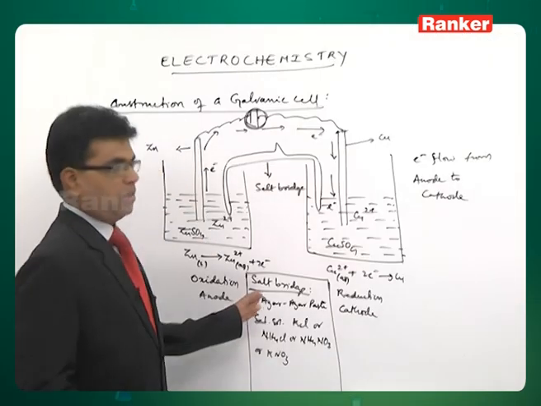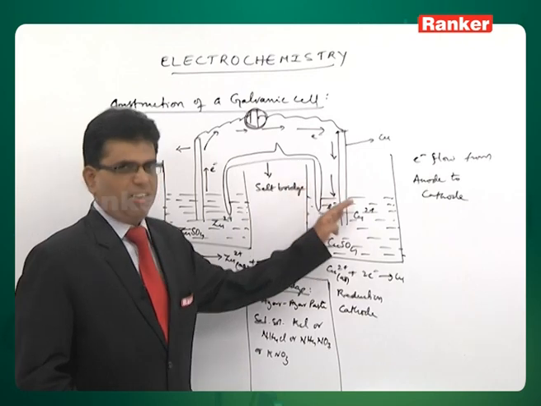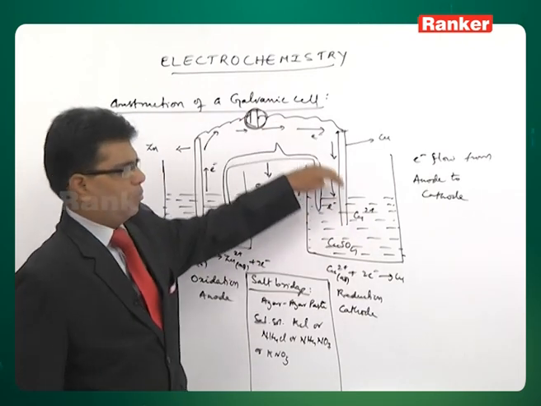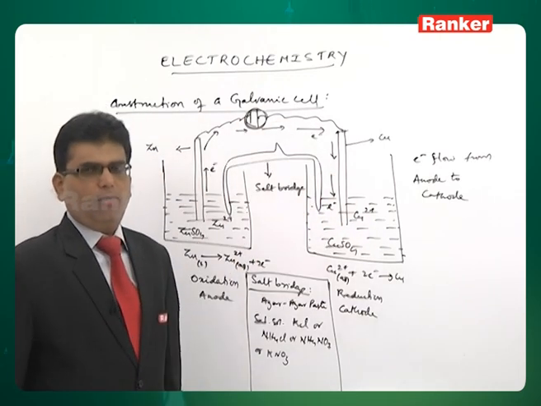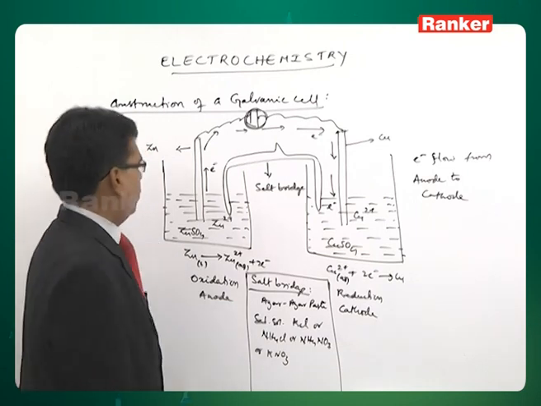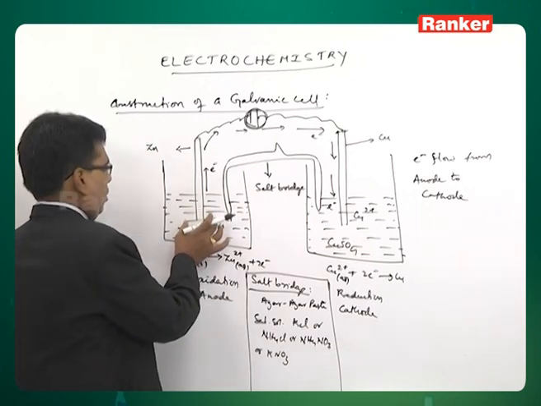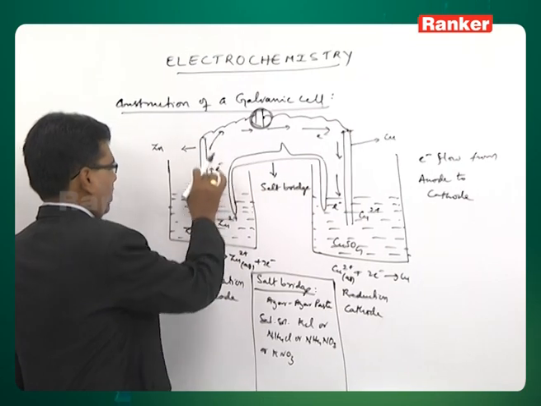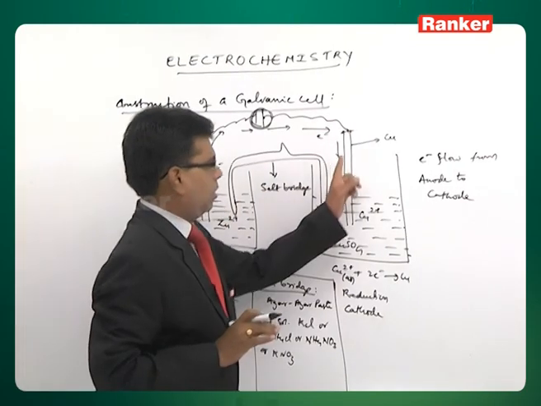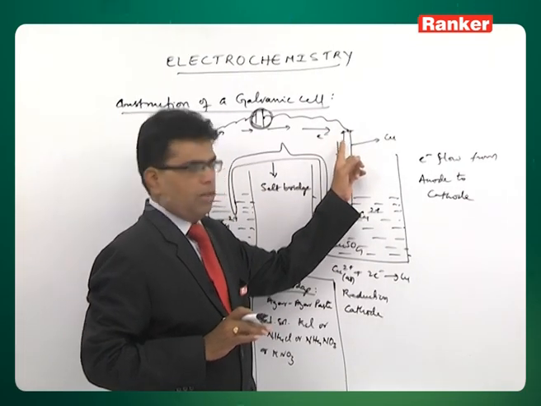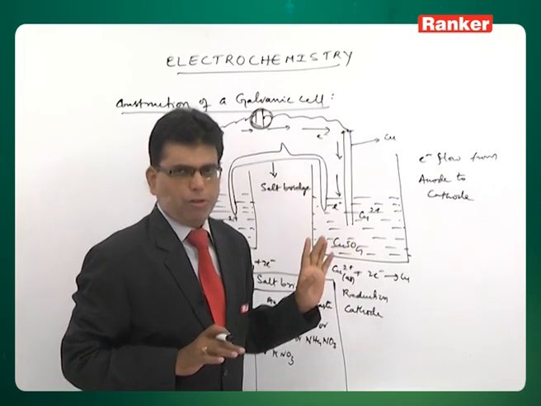The purpose of the salt bridge we will discuss a little later, but before that we complete the explanation of the working of the galvanic cell. This is the oxidation half cell, where a zinc rod is dipped in zinc sulphate solution. This is the reduction half cell, a copper rod dipped in copper sulphate solution.